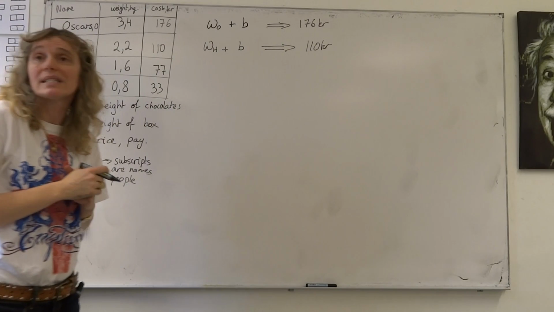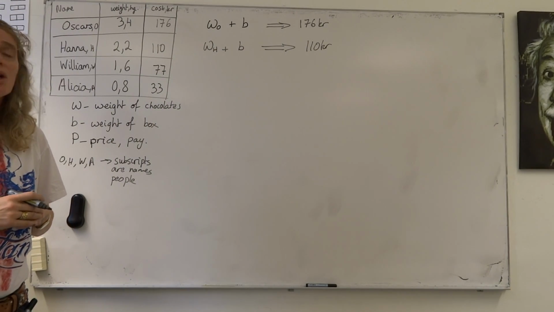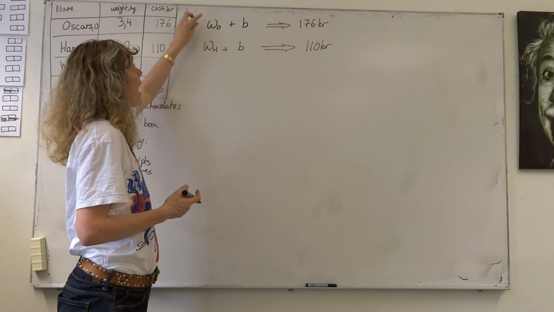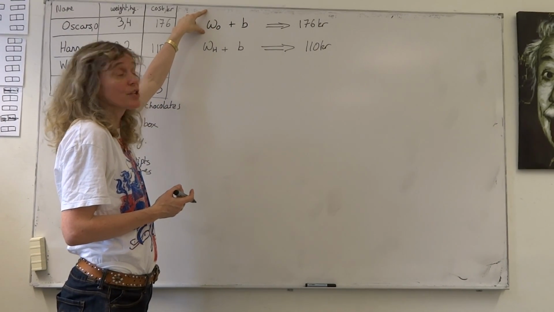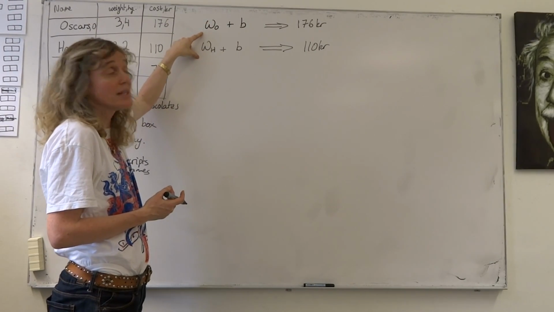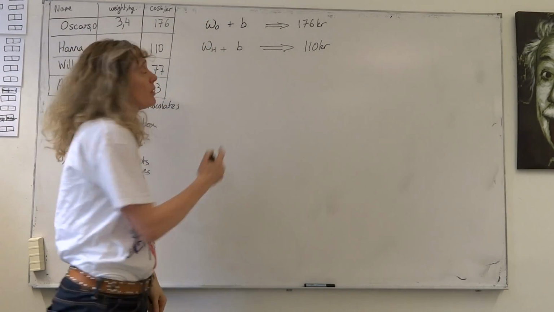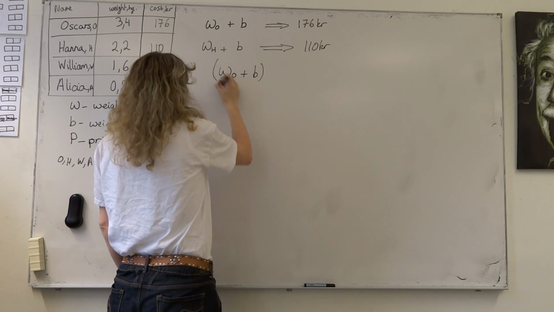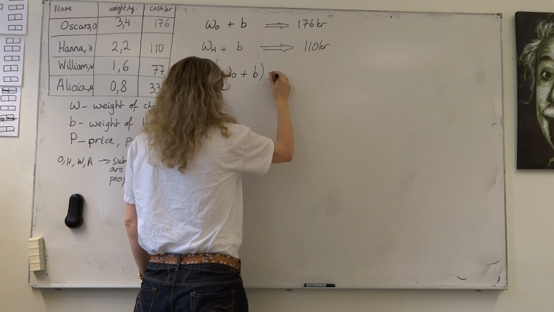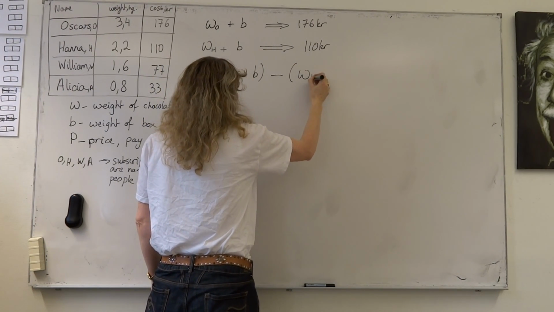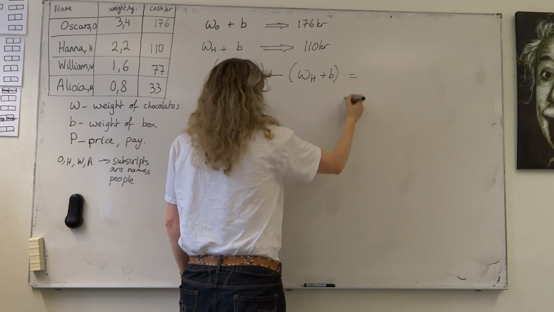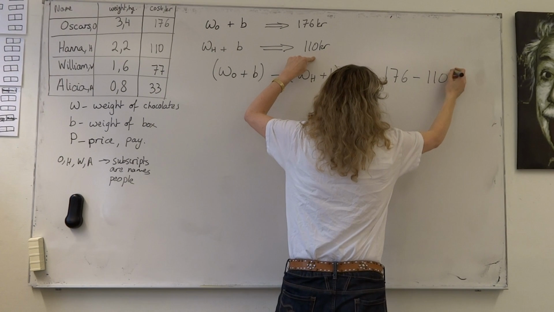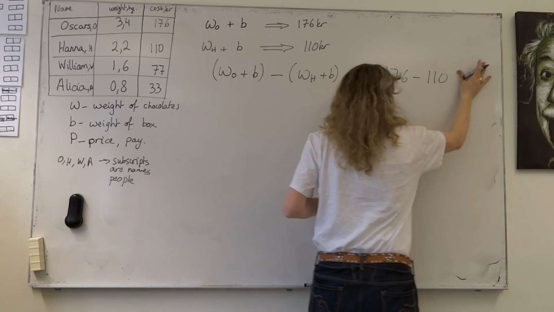The weight of Hannah's chocolates plus the weight of the box is going to cost her 110 kronas. But the weight of the box isn't actually costing them anything. So if we want to get rid of the weight of the box, we can just subtract the weight that Oscar is paying for minus Hannah's weight, and the box will disappear. Let me show you what I mean here. So the weight of Oscar's minus, subtracting the difference, the weight of Hannah's plus her box is going to equal the amount that Oscar paid minus the amount that Hannah paid in kronas.